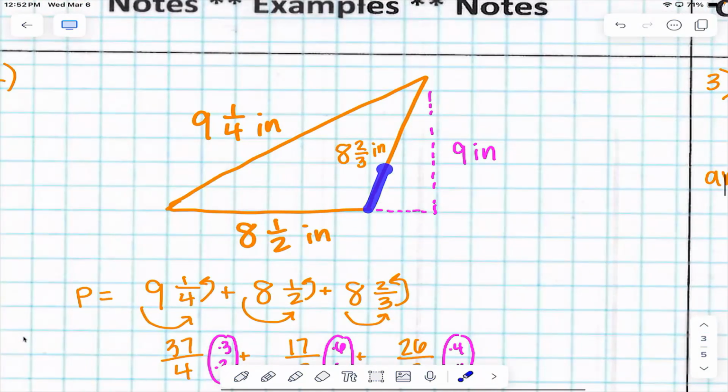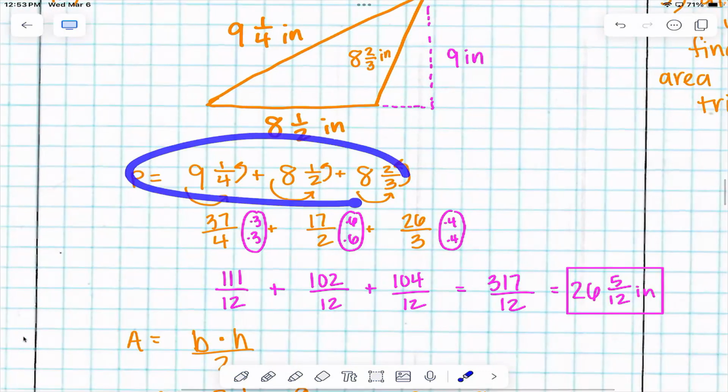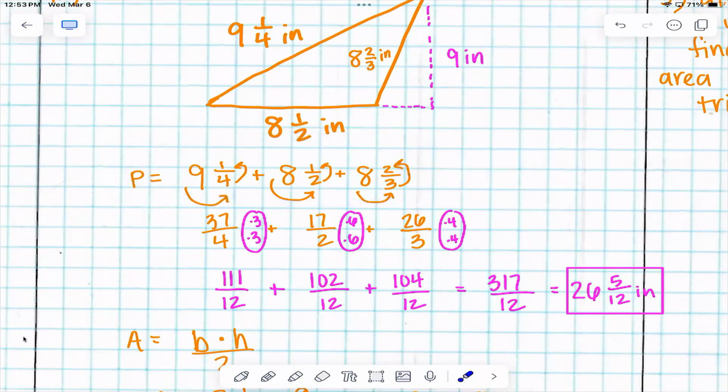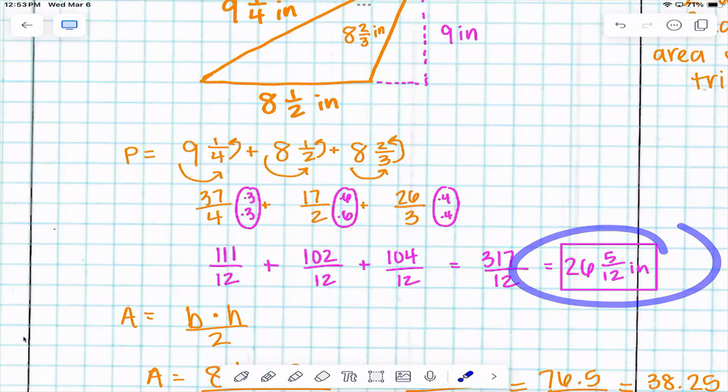Is this the height of this triangle? No. It's slanted, right? Yes. This is the height because it goes straight up and down, yeah? Yes. So we found the perimeter. You guys did this with Mrs. Coriel. You added all 3 of those numbers, yes? Yes. You converted to impropers. Yes. Found common denominators. Yes. Boom. Good to go, yes?